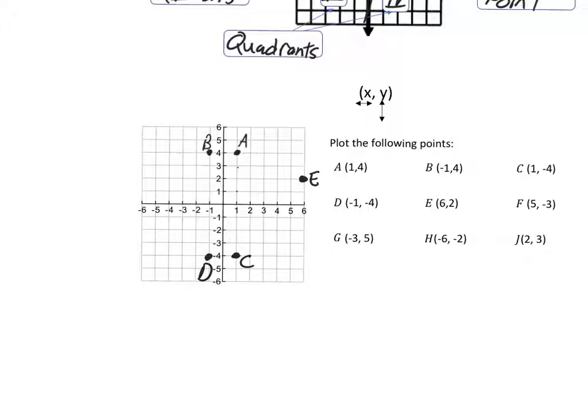E, we're going to go to the right 6, up 1, 2. We're going to label that as E. F, we're going to the left 5, down 3. So 1, 2, 3. We are going to label that one F. Next one, (-3, 5). So I'm going to go to the left 3 and up 5. And that one is G. H, we're going to the left 6, down 2. We're going to call that H. And last one, J, we're going to the right 2, up 1, 2, 3. And we are going to label that point J.